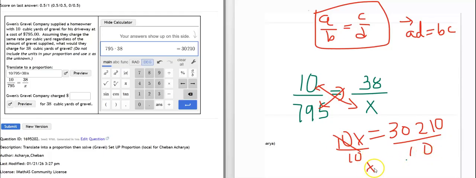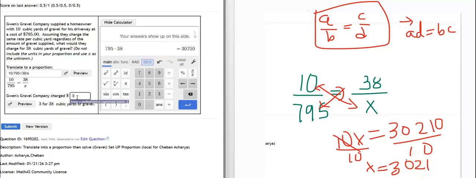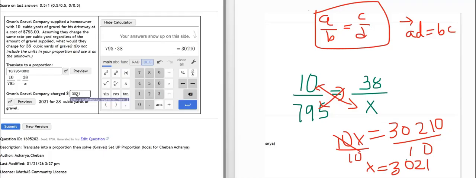You get X equals $3,021. So you type the answer here, 3,021. But do not type the dollar sign because the dollar is already there. That's the answer. Okay. Submit.